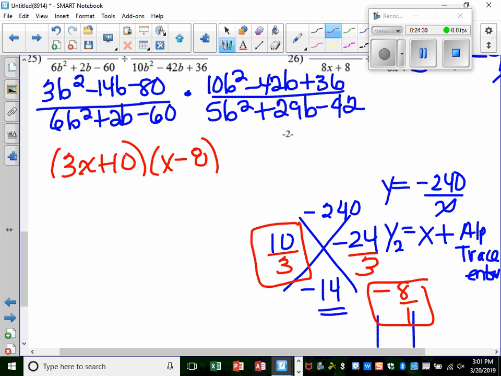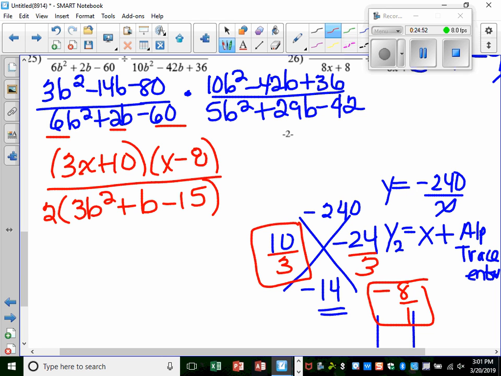At the bottom, I'm going to go ahead and take out a 2. I'm taking out a 2. So that's going to give me 3b squared plus b minus 15. All right, so I'm going to do the x again.